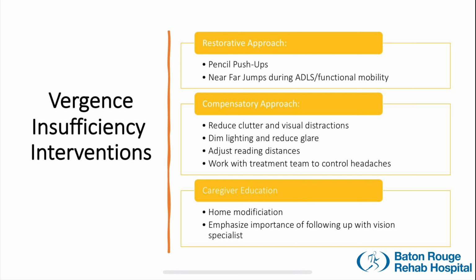Pencil push-ups can be completed by having the patient hold a pencil about 15 inches from their face. The patient will slowly bring the pencil closer to the bridge of their nose until the image doubles. Have the patient stop here and attempt to focus to make the image single again. If successful, then they will move the pencil closer to their face. If not, they will slowly move the pencil back until the image is single again. You can have them repeat this process up to 10 times.